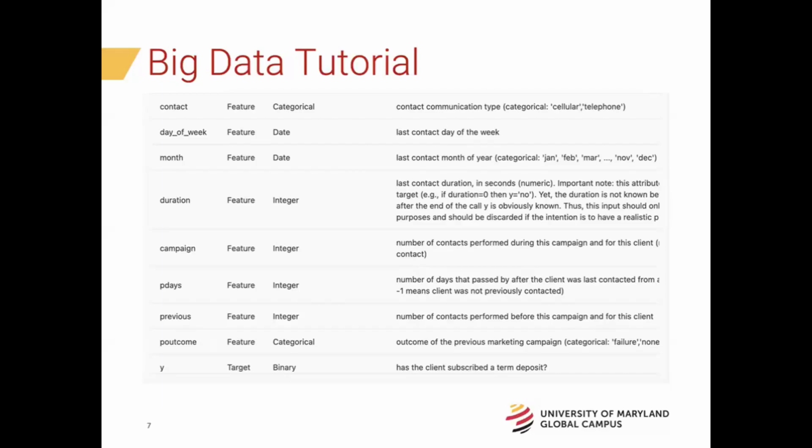Then previous, which is the number of contacts performed before this campaign and for this client. The P outcome is the outcome of the previous marketing campaign, whether it was a failure or not. And then finally, the column Y, which is whether the client did purchase or subscribe to a term deposit. Okay, so this is the data set here. So your Y is your target column.